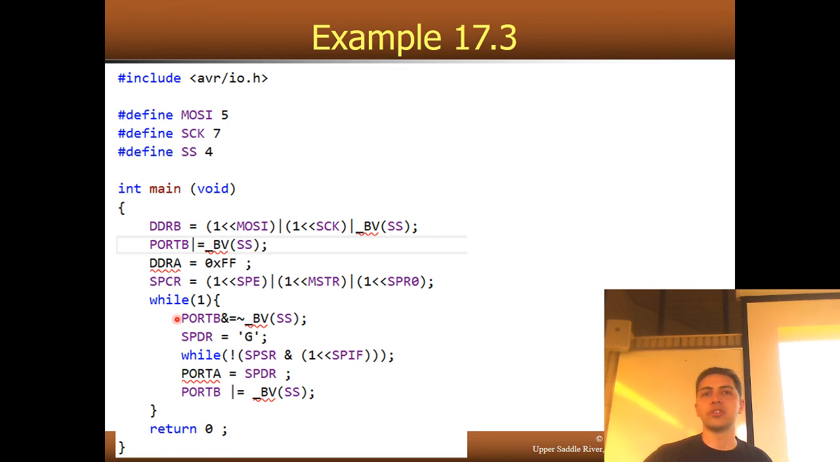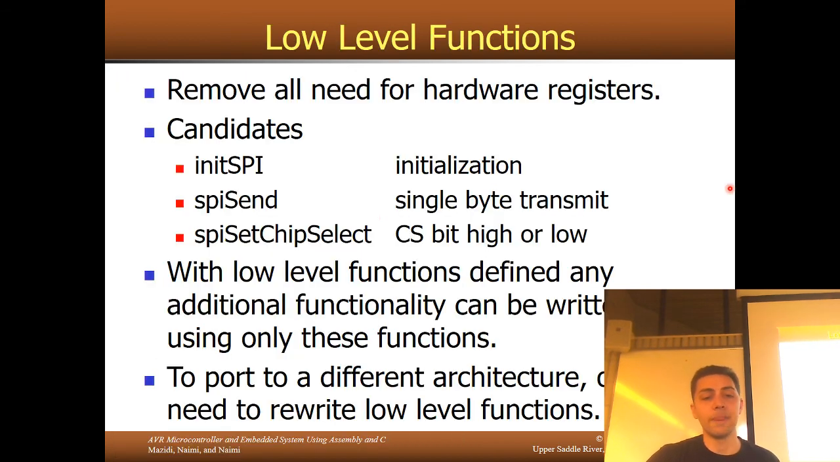Why wouldn't we just put those lines in? Because the goal of low-level functions is to eliminate anything that might be purple here. Eliminate port B, eliminate the need to know what the slave select bit is. We just want to say enable the chip select or disable the chip select. Or we could say set chip select high, set chip select low. That's all we want to handle. Go back here. So if you define your low-level functions correctly, you never have to talk to the hardware again. You can abstract that out.